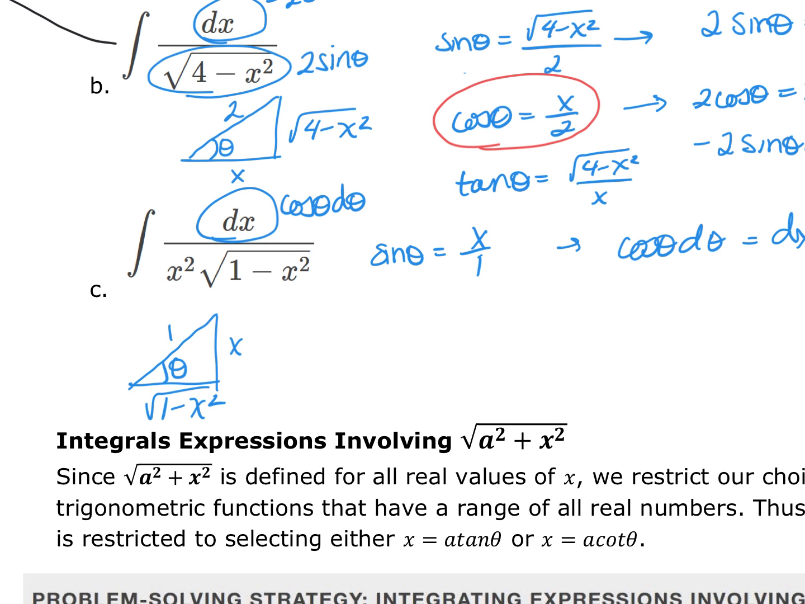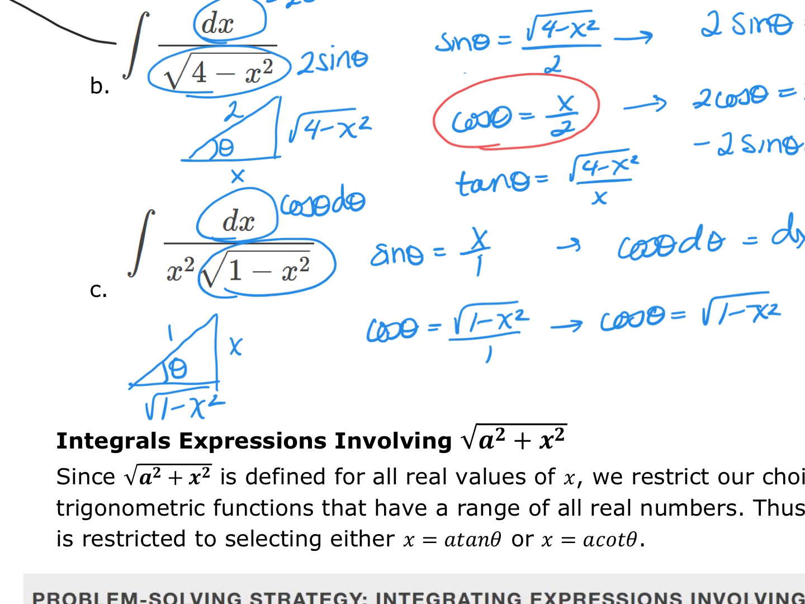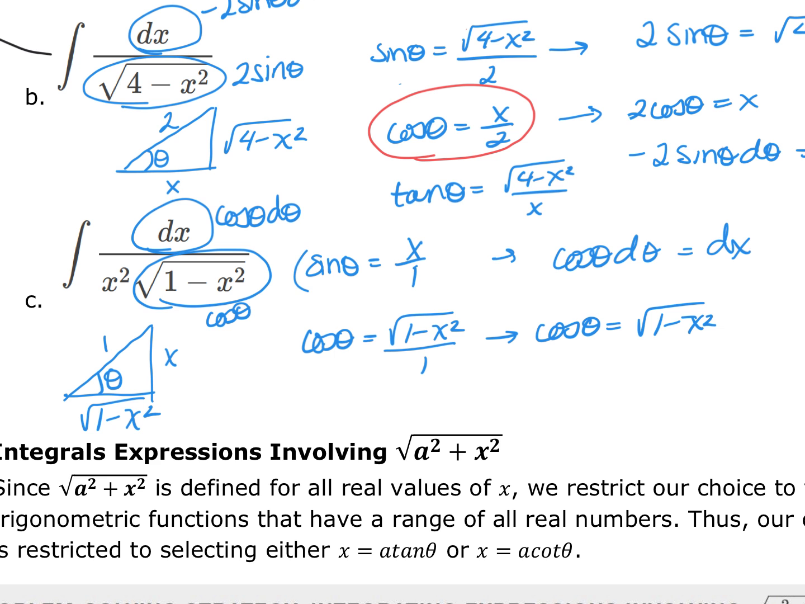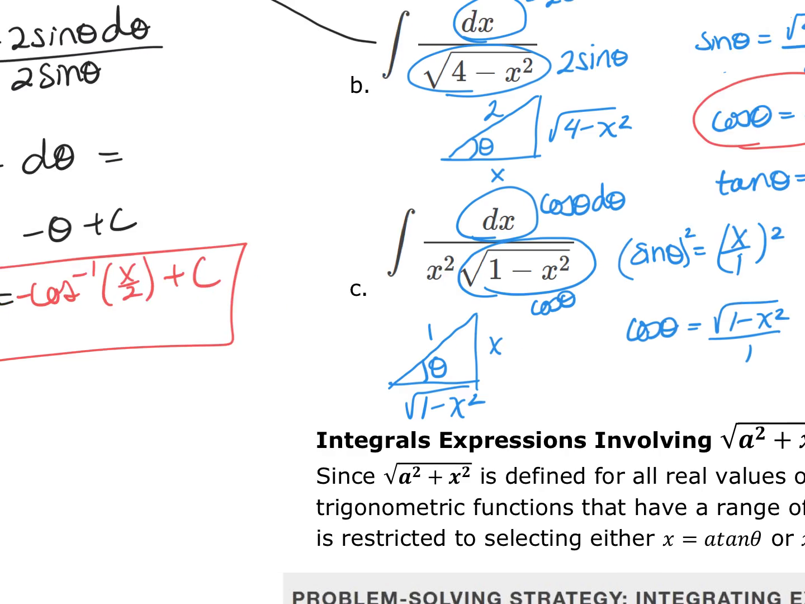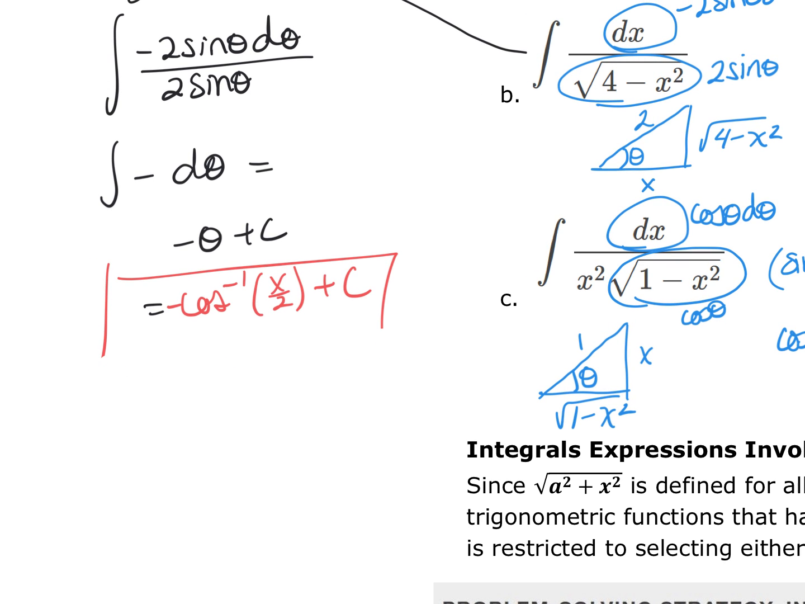Cool. I also need to write all the rest of them out. So I have the cosine of theta is going to be equal to the square root of 1 minus x squared over 1, which tells me the cosine of theta is equal to the square root of 1 minus x squared. Cool. I have a replacement for here. That replacement is just going to be the cosine of theta. All right. But I also have x squared. Well, let me go ahead and square this side and square this side. Now I have a replacement for the x squared. Let me erase this.